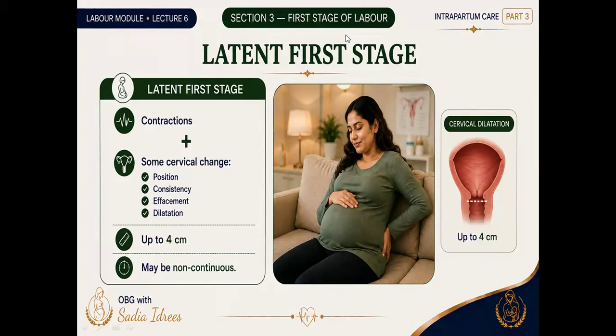And another important point, this phase does not necessarily progress continuously. Contractions may come and go, their intensity may vary, and the woman can remain in this phase for quite some time. So don't diagnose established labor just because a woman is contracting. Remember, contractions plus cervical change up to 4 centimeters is latent first stage. This distinction becomes very important when we decide whether the woman needs admission, vaginal examination, or simply support during early labor.